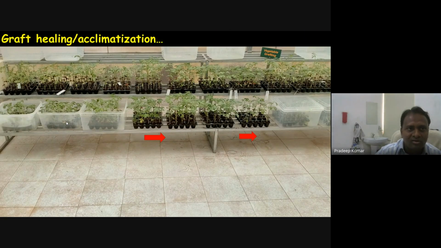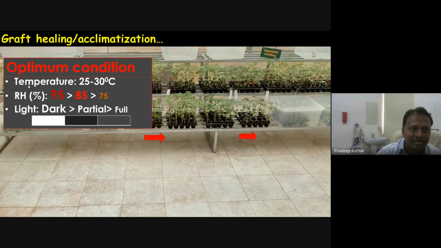So this is how we are doing grafting here, in the graft healing acclimatization chamber. This is an air-conditioned room where we have optimum conditions: temperature 25 to 30 degrees Celsius, relative humidity earlier 95%, followed by 85%. Gradually the relative humidity decreases, and light intensity increases from complete dark to partial light and to full light.